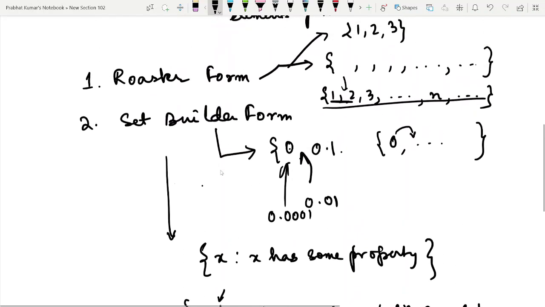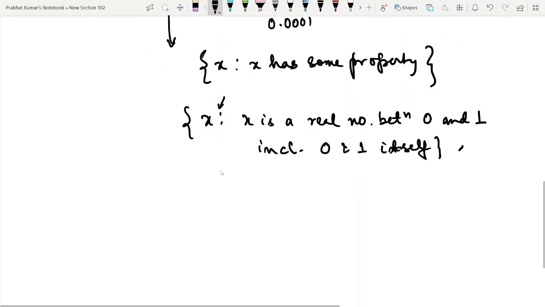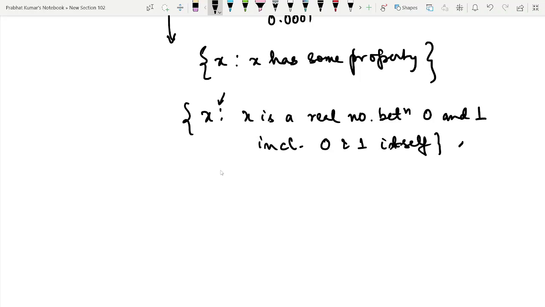Another advantage of using a set builder form is that you can explicitly maintain what kind of elements are there in the set. For example, you want to write all the perfect square integers in a set. Let us denote that set by P. So it is the set of all perfect square integers. You can write it in this way: 1, 4, 9, 16 and so on.